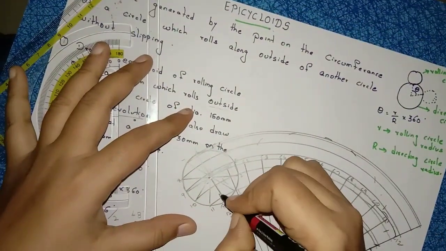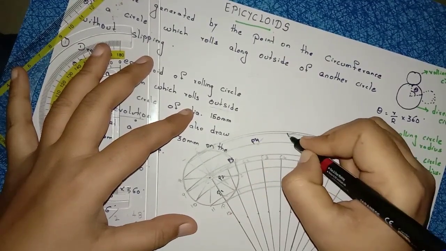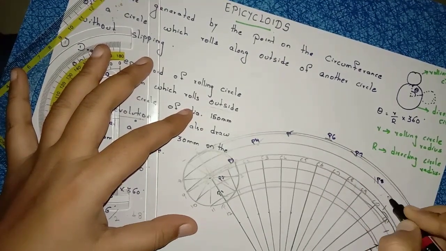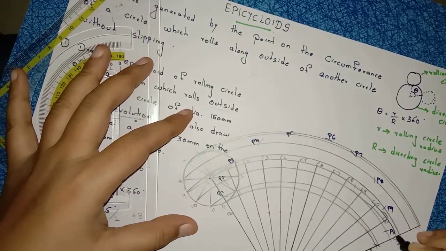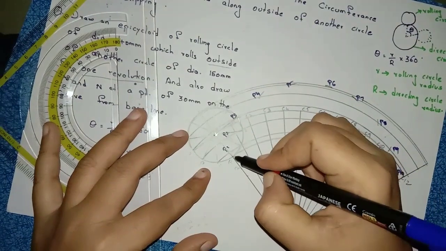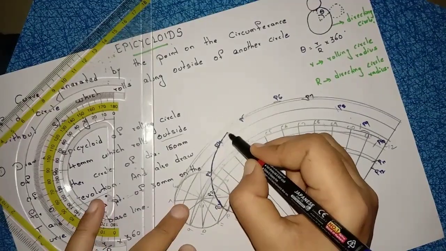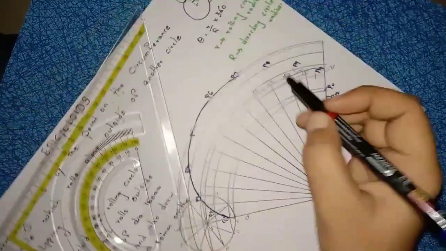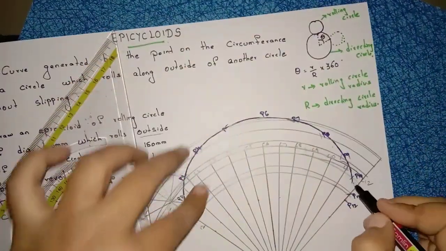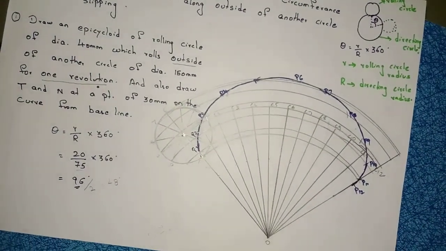Right? After that, write down here P1, P2, P3, P4, P5, P6, P7, P8, P9, P10, P11, and here P12. Right? So join from here P, P1, P2, P3, P4, P5, P6, P7, P8, P9, P10, P11 and P12. You will get the epicycloidal curve.